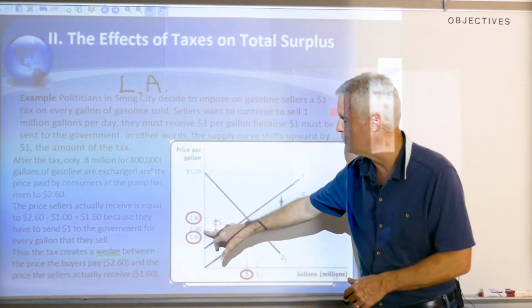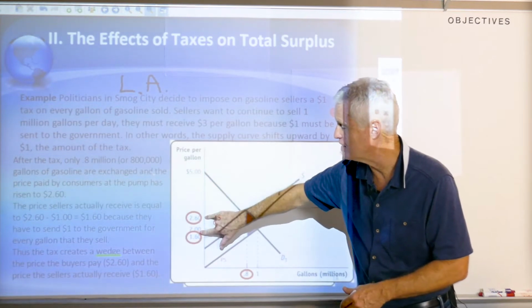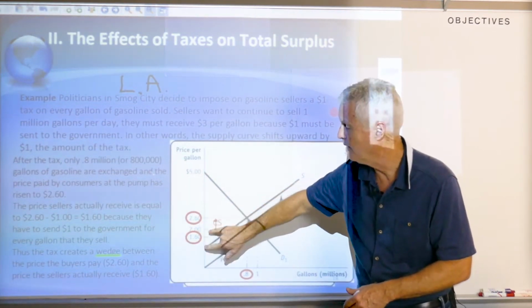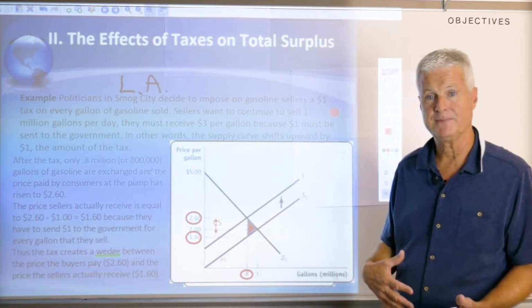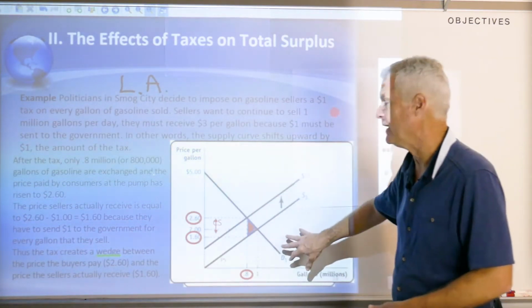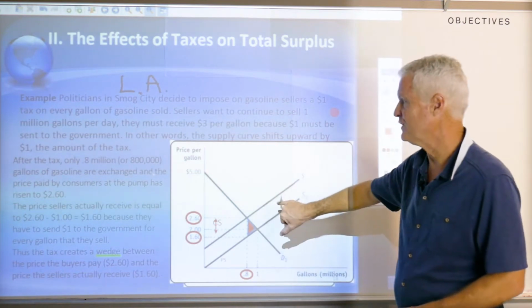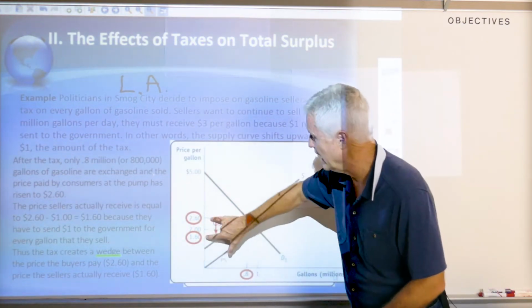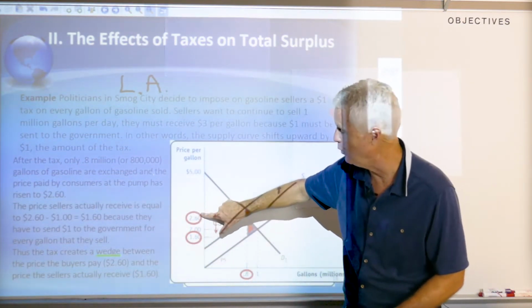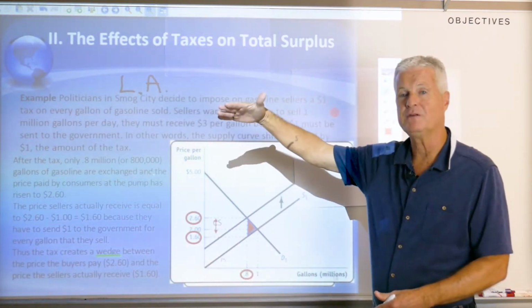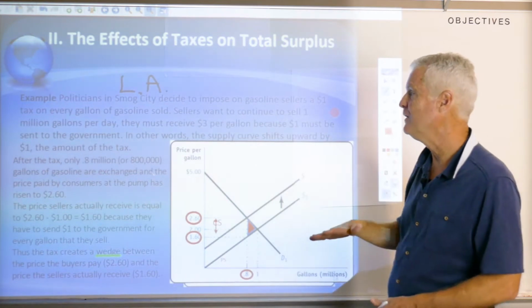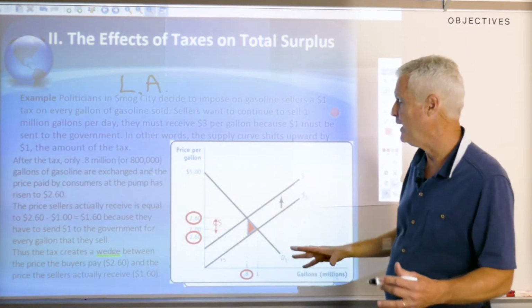So remember the old price of $2? Well, 60 cents is being paid by the consumer. The other 40 cents is actually absorbed by the sellers. So we have a split, okay? The difference here is called a wedge, okay? And the wedge means the wedge between $2.60 and $1.60, the price paid by buyers and the price received by sellers.